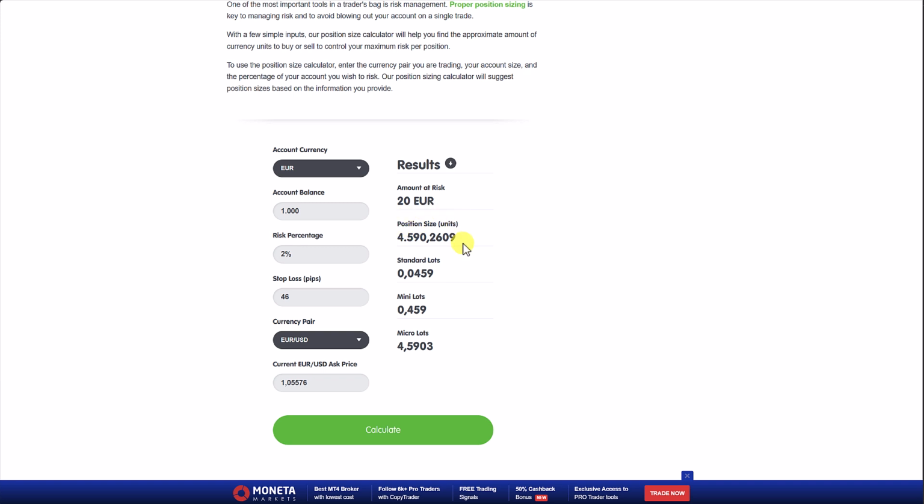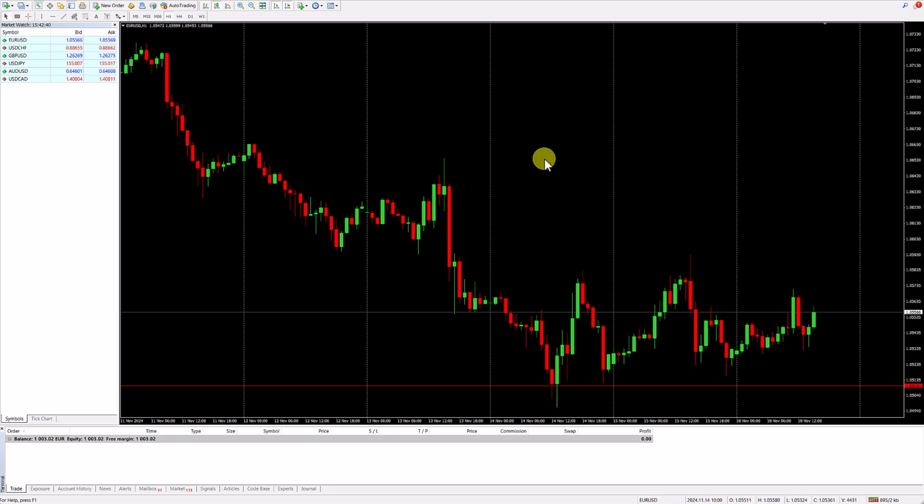So now comes the interesting part, the position size. So this tells us we need to have a trade with 4,590 units. But in Forex, it's much simpler than that. In Forex, we are working in terms of lots. So a standard lot is the typical unit and the typical measurement that we're using to enter our trades. Let me show you what this means.